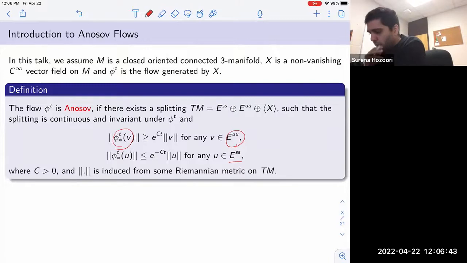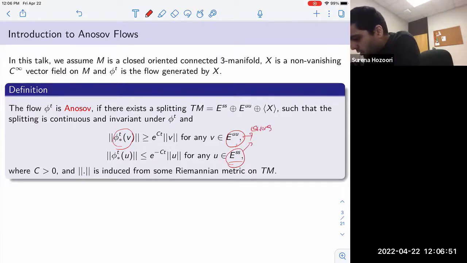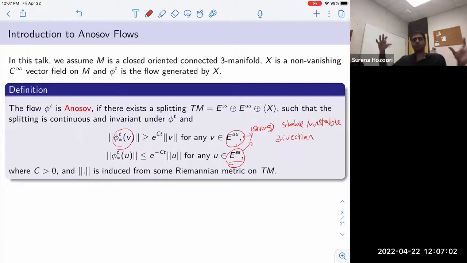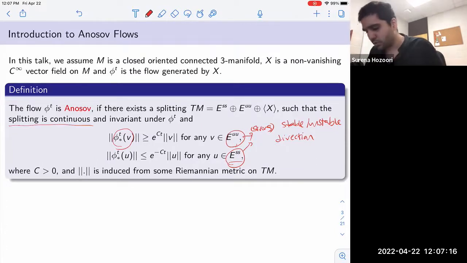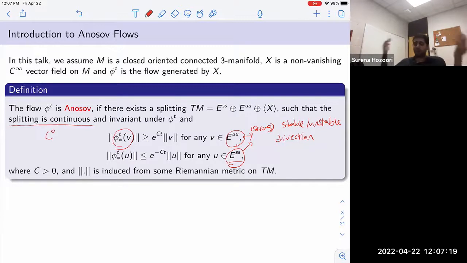We call these two line bundles the strong stable and strong unstable directions. Stable is for the one where the length is decreasing, and unstable is the other one where you have this expansion type of behavior. Also, although the flow is smooth, the splitting is usually only C0. In many situations, we can show that we can't really have anything better than C0.